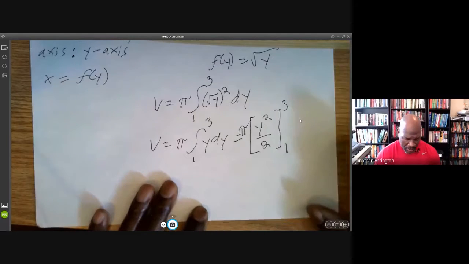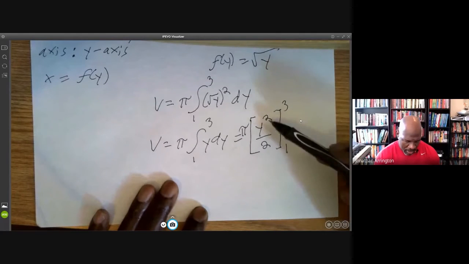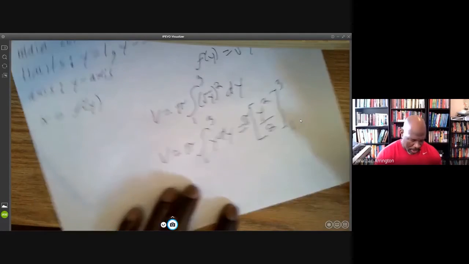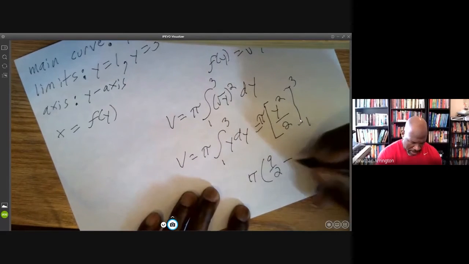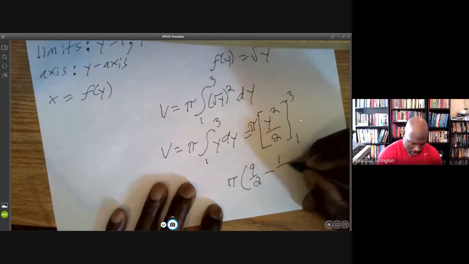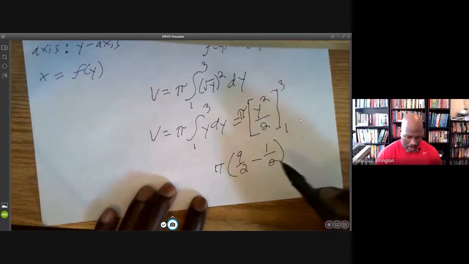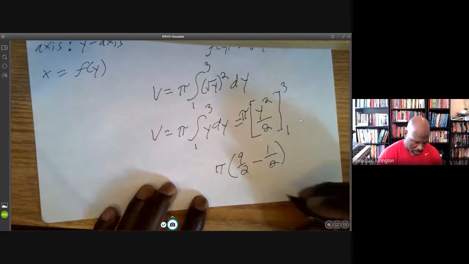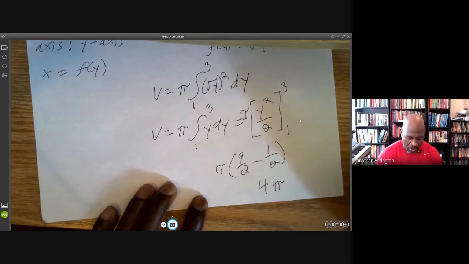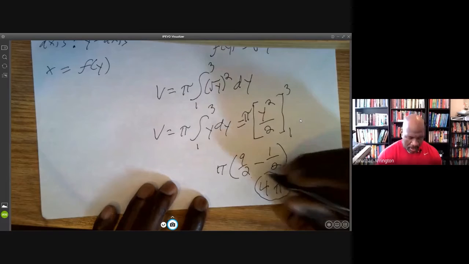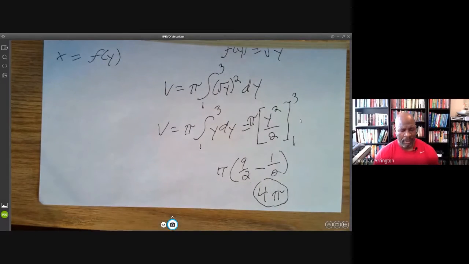So let's plug in our values and see what we get. If we plug in 3, that'll be 9 over 2. So pi times 9 over 2 minus, we plug in 1, that would be 1 over 2. And so 9 over 2 minus 1 over 2 is 8 over 2, or 4. So our answer will be 4 pi. All right, so I hope you're finding this as easy as I am. And let's do one last example.